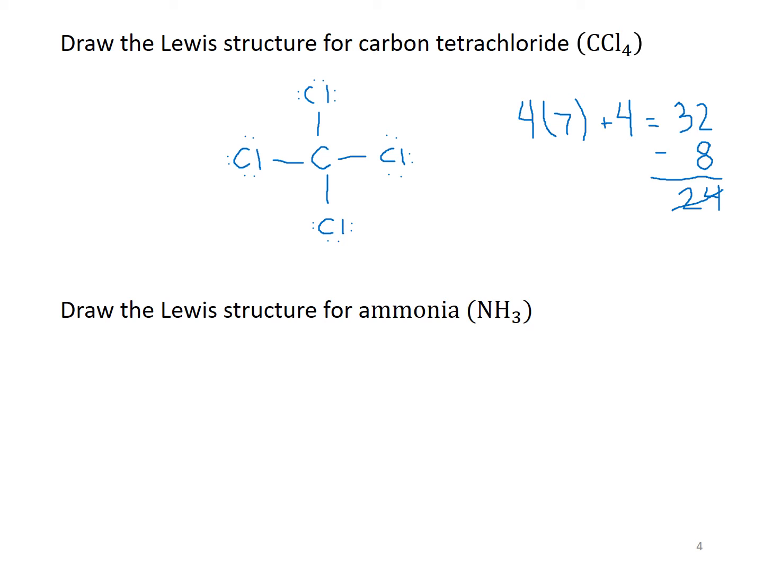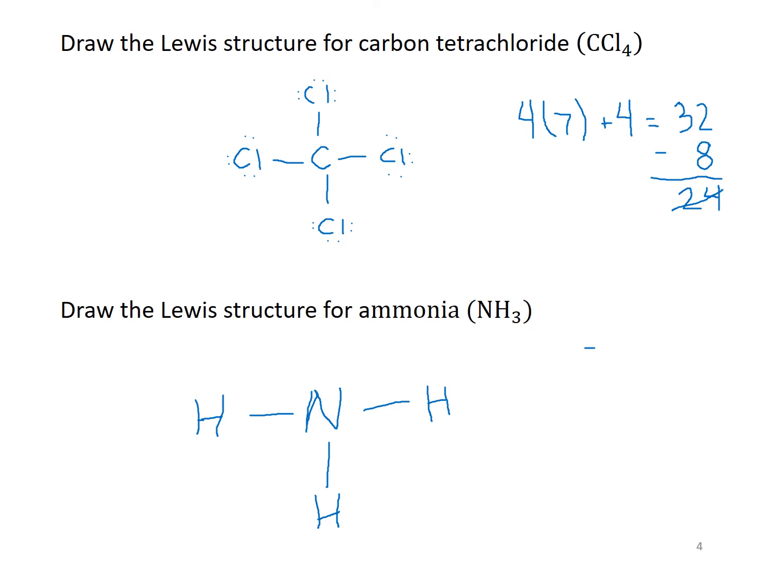So let's try ammonia. Again, hydrogen is always terminal, so that means nitrogen must be in the center here. So we have nitrogen to hydrogen, hydrogen, hydrogen. It doesn't really matter in what geometry you're drawing these, where these hydrogens are located, because we're not really dealing with geometry just yet. In the future, we'll care a little bit more about this.